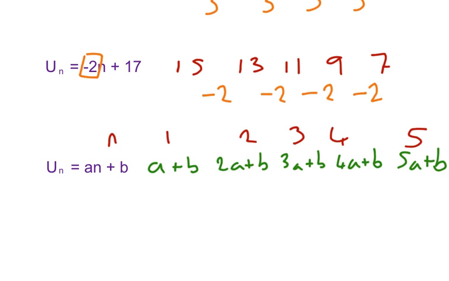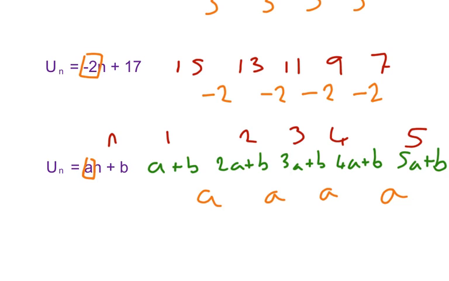And what you should notice this time when we take the difference is 2a plus b minus a plus b. Well, the b's cancel and we end up with 2a minus a, which leaves us with just a. 3a plus b minus 2a plus b again leaves us with just a. 4a plus b minus 3a plus b gives us an a, and 5a plus b minus 4a plus b gives us just an a. And if we were to carry on, it would carry on doing that. And again, we notice that that a is what's multiplying n, and that works for any linear sequence.